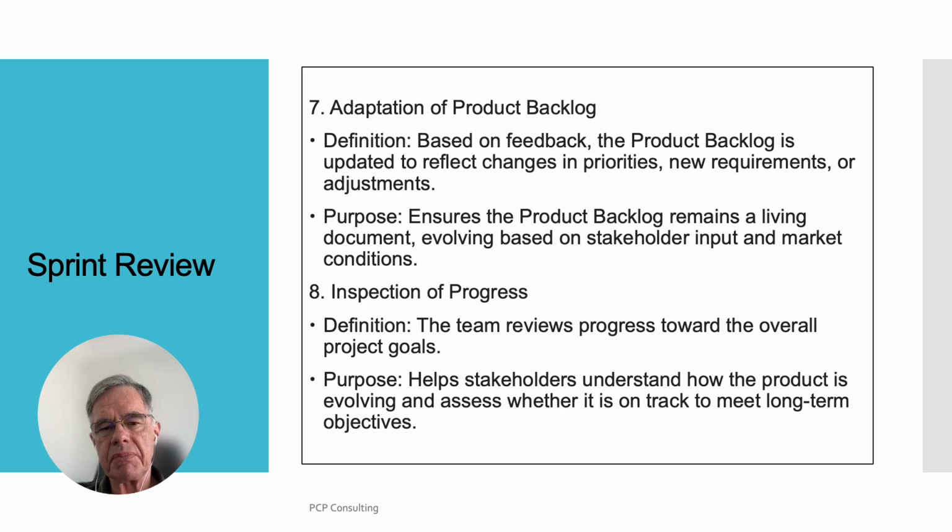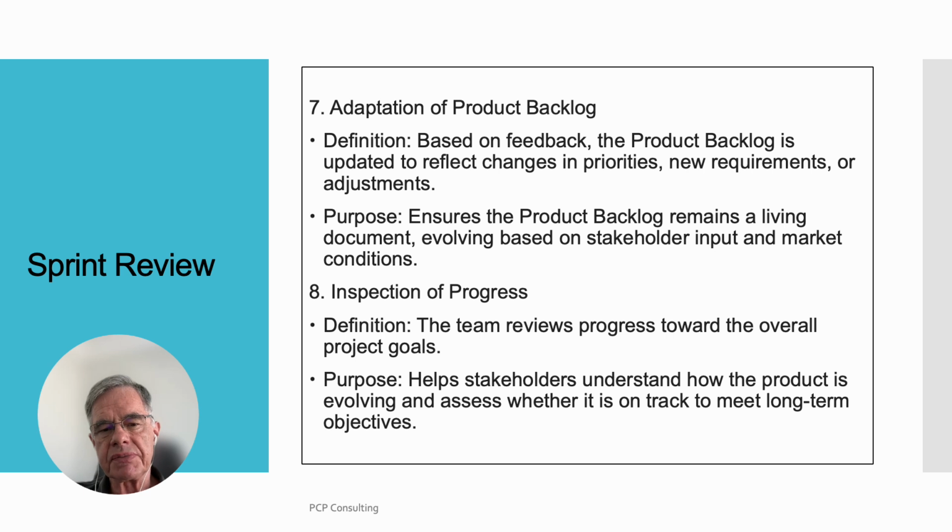Adaptation of product backlog. Definition. Based on feedback, the product backlog is updated to reflect changes in priorities, new requirements, or adjustments. Purpose. Ensures the product backlog remains a living document, evolving based on stakeholder input and market conditions.